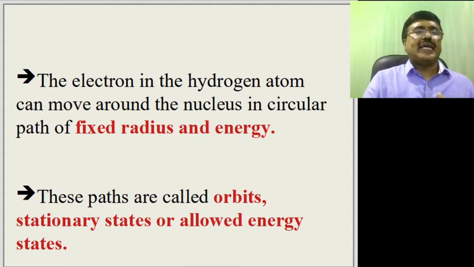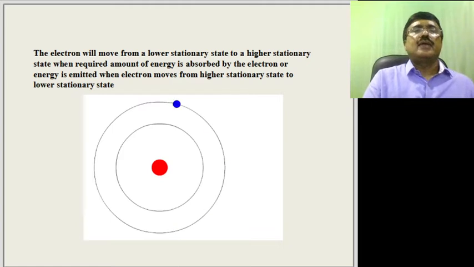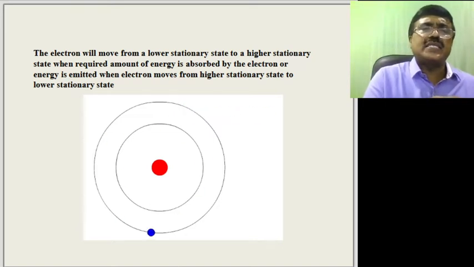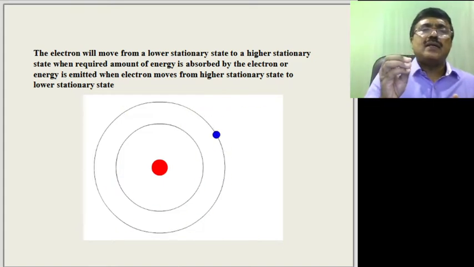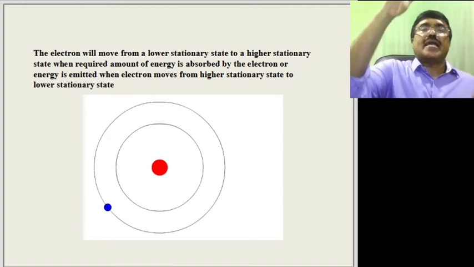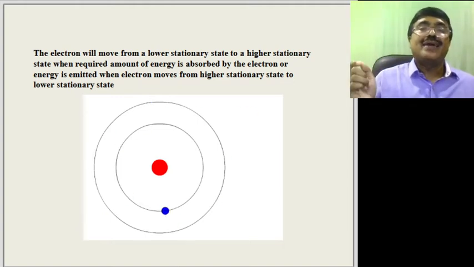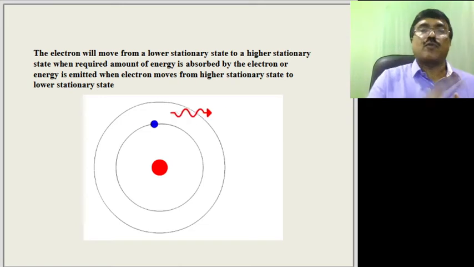Right, fixed radius and energy, okay, mvr equals nh by 2 pi, electron revolve around the nucleus like that. Now, electron revolve around the nucleus in an orbit, no energy is emitted or absorbed. But under certain conditions, electron can move from one orbit to another. Say from first orbit to second orbit, electron is moving. When it absorbs radiation, energy, and it moves from first orbit to second orbit, here lower orbit to higher orbit.